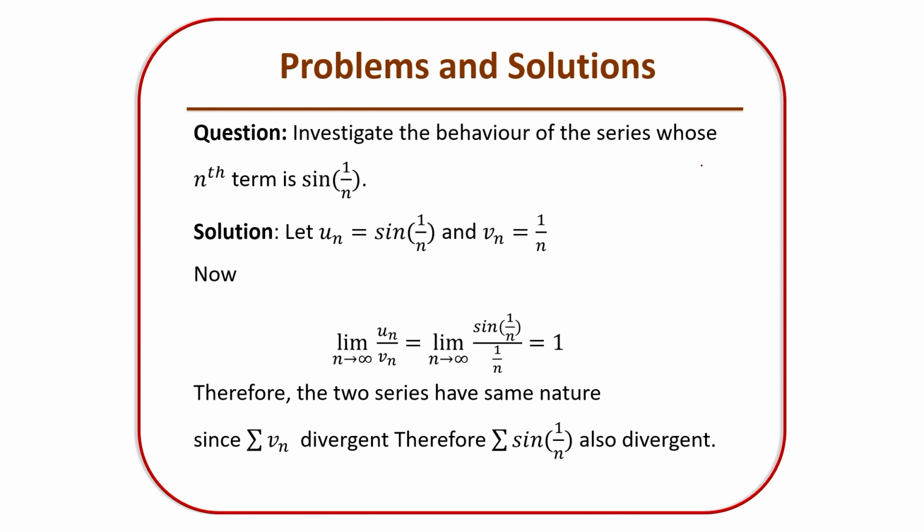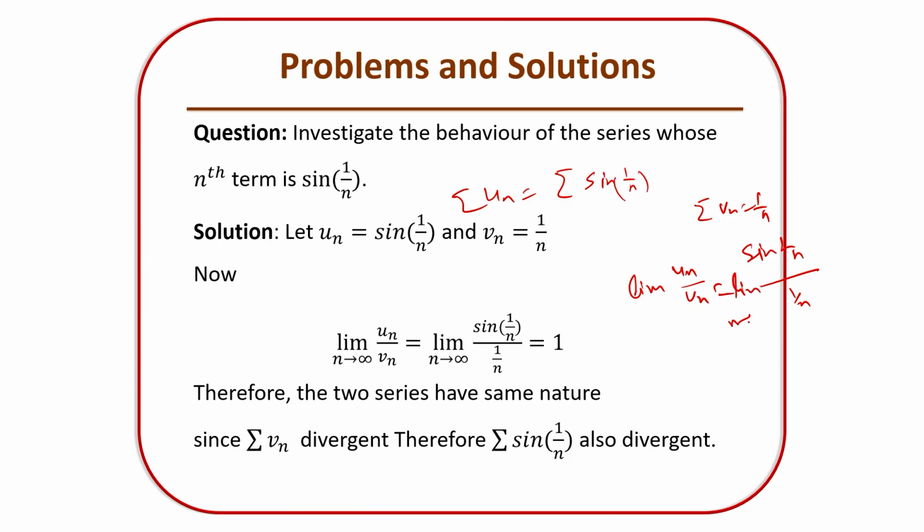Investigate the behavior of the series whose nth term is sin 1 by n. Let un equal this, and series Vn equal to 1 by n. Now comparing, find the limit of un by Vn. Un is given, so it is sin 1 by n divided by 1 by n, with the limit as n tends to infinity. In that case it is 1, which is not equal to 0. So by the limit form comparison test, sin 1 by n is divergent, because 1 by n is divergent, which we had already proved.